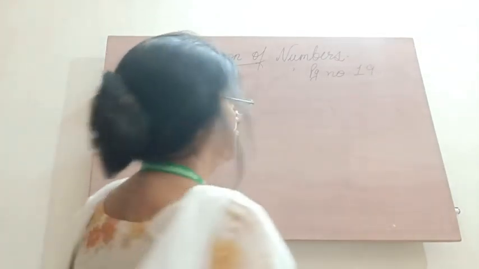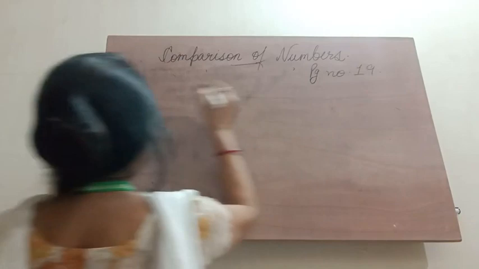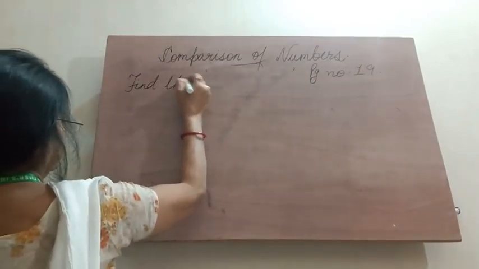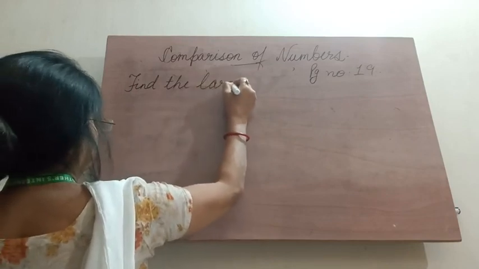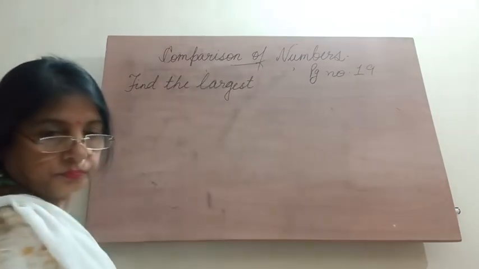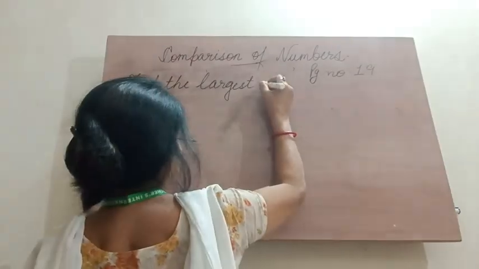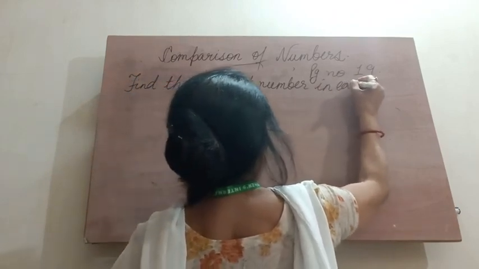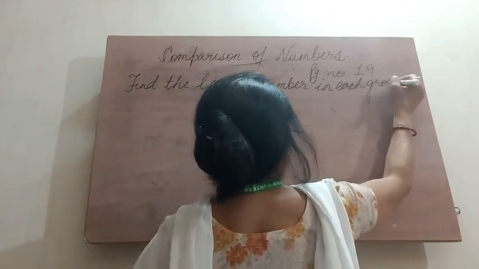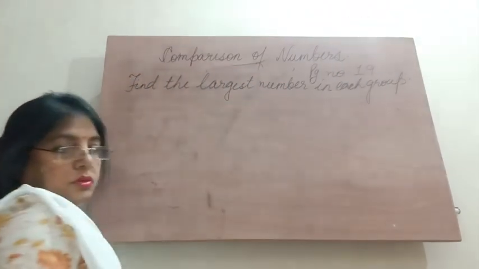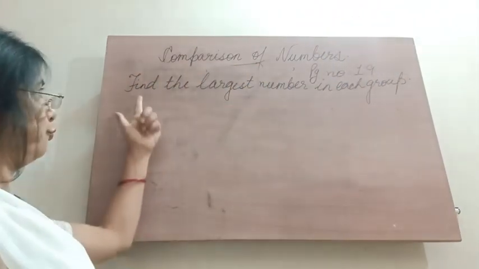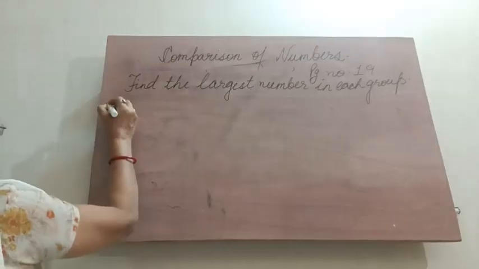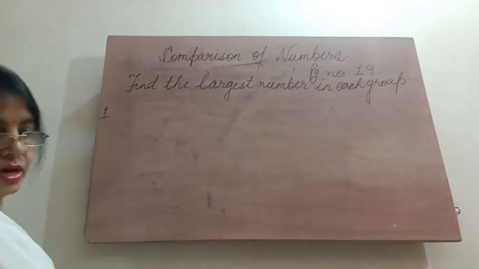Find the largest number in each group. The second one is to find the largest number in each group. Okay, so the second one is what? To find the largest number in each group. So I am going to solve only one sum.